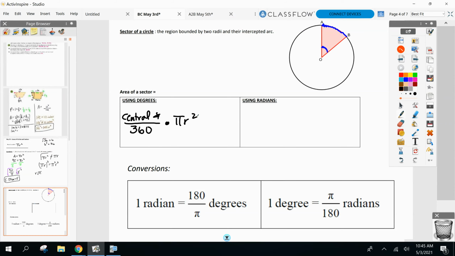What if it's in radians? You could convert it back to degrees and use this formula, or you could use the radian formula, which is 1/2 your radius squared times theta, the Greek symbol theta. Don't get freaked out by it. All it means is central angle, but it has to be in radians. So the radians go in for that Greek symbol theta.